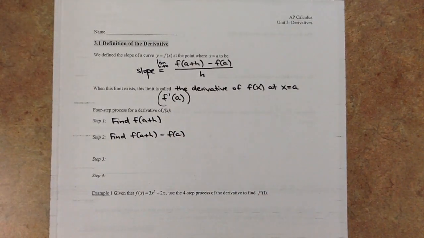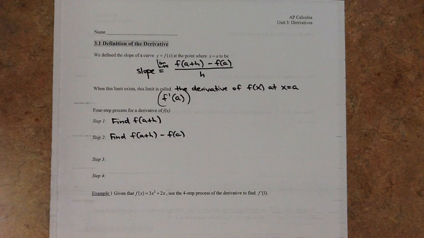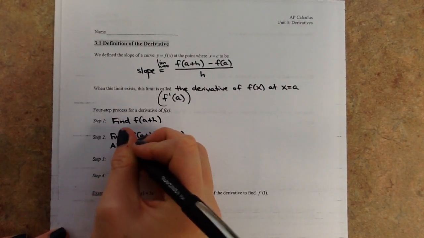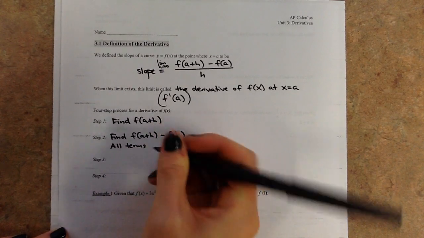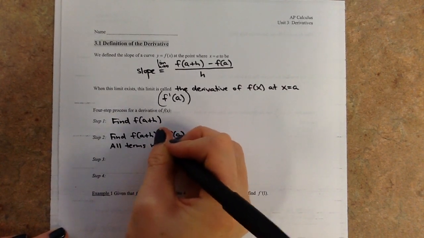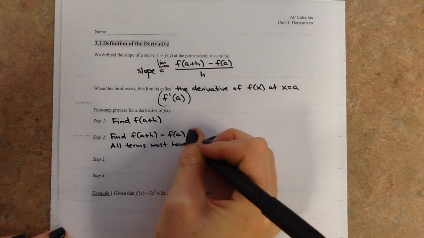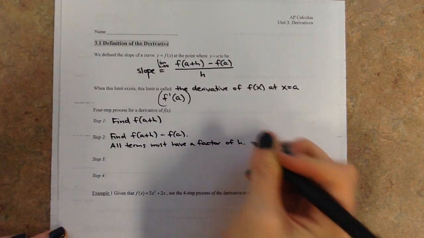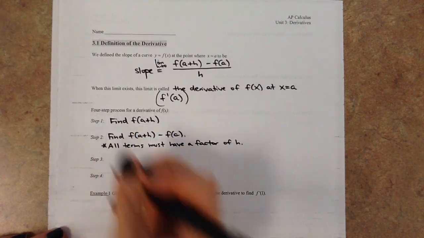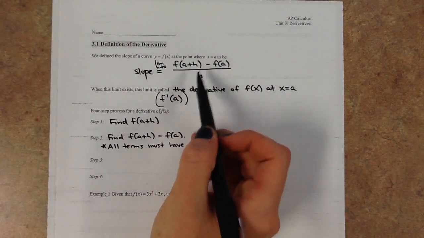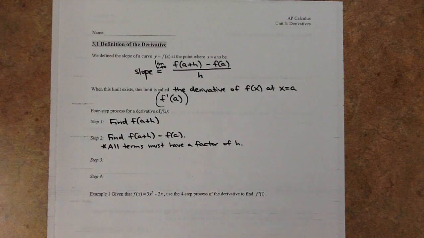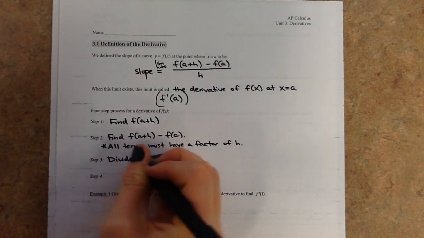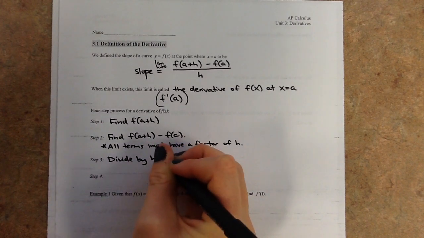At this point, now this is very important, at this point all terms must have a factor of h before you go on to step 3. That part is very, very, very important, because then the next thing we do is divide by h, and that gets simplified down. So divide what you've got so far by h and simplify.